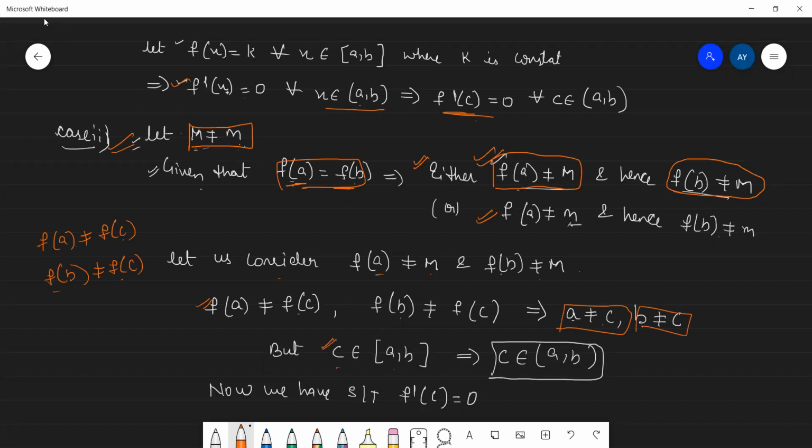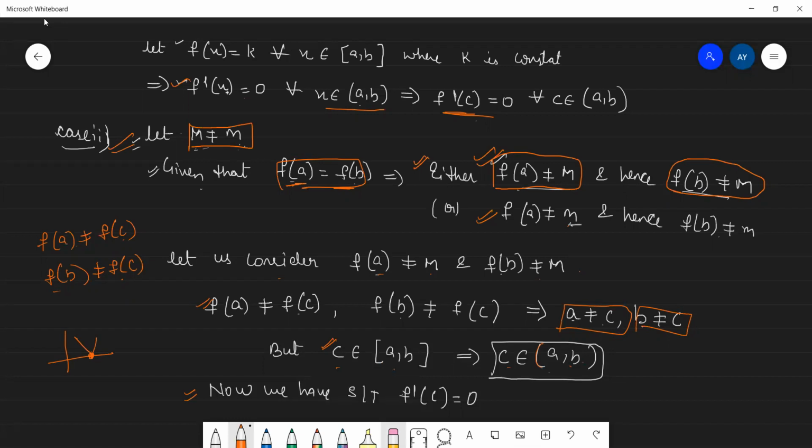C belongs to closed interval a comma b. But we have to get an open interval a comma b, because the tangent line, like when I was talking about the derivative, that will never be a closed point. So this cannot be a closed one. So that is the reason C belongs to open interval a comma b. Now we have to show that f dash of C is equal to 0 from the third condition.